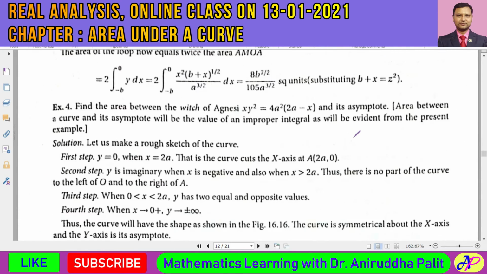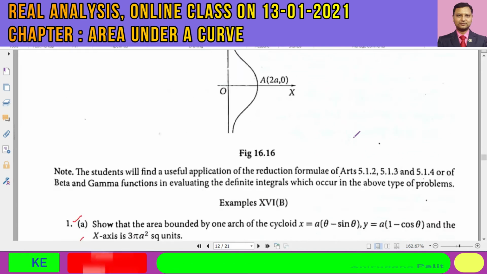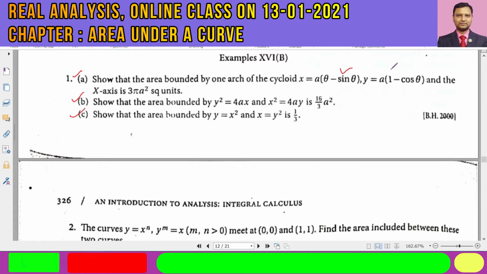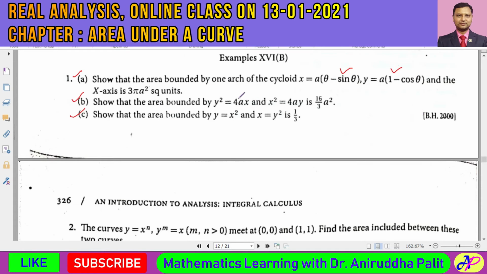And now I am going to show you another technique. You can go through this kind of questions over here. Say question number 1, A, B, and C. This one has already been discussed in this first case, and you see over here y square is equal to 4ax or x square is equal to 4ay.